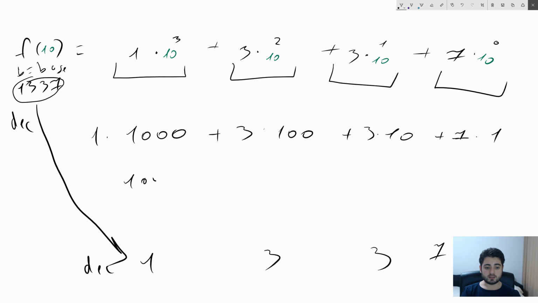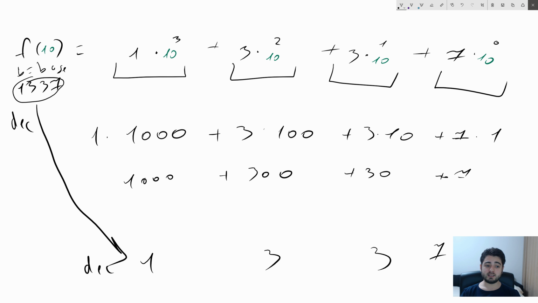So the next step would be, okay, this is 1,000, this is 300, this is 30, and this is a 7, right? And this is how we arrive at 1337. We just add them all together. This is the power of polynomials. Now, polynomials are used in math for many different things, but we don't really care about them today, so we're just going to go straight to the next example.